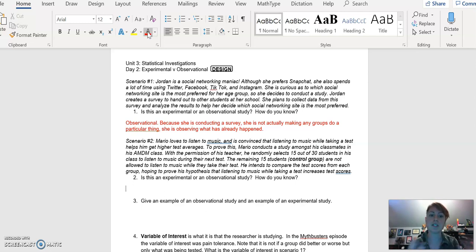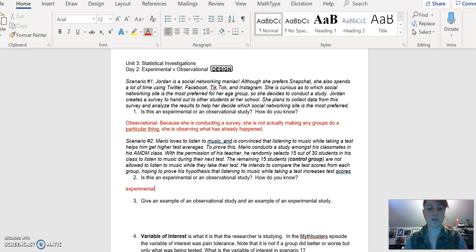All right, so scenario 2. Mario loves to listen to music and is convinced that listening to music while taking a test helps him get higher test averages. To prove this, Mario conducts a study amongst his classmates in his AMDM class. With the permission of his teacher, he randomly selects 15 out of 30 students in his class to listen to music during their next test. The remaining 15 students, which we call the control group, are not allowed to listen to music while they take their test. He intends to compare the test scores from each group, hoping to prove his hypothesis that listening to music does increase test scores. Is this experimental or observational?